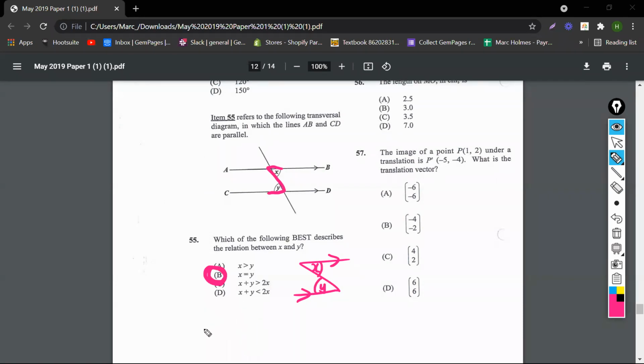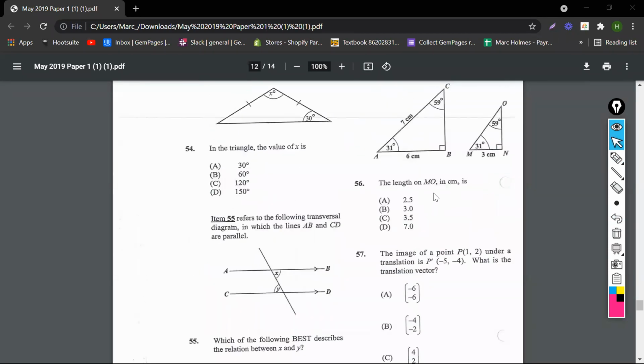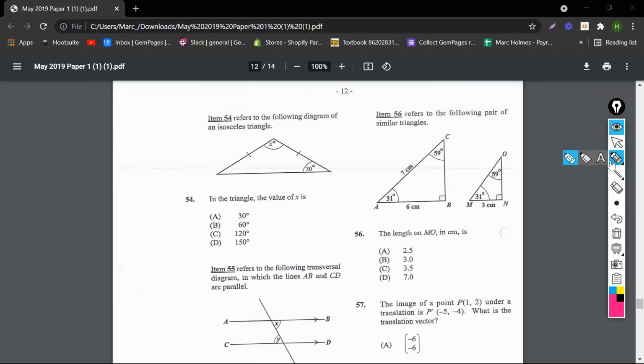This is definitely a banana chips, guys. This is a banana chips. Very easy to eat and get your marks and move on. So this one now, guys, number 56.